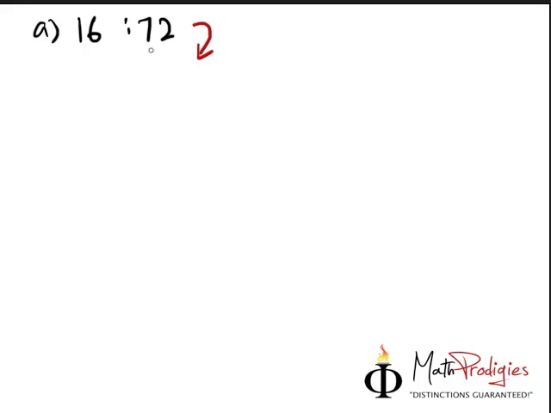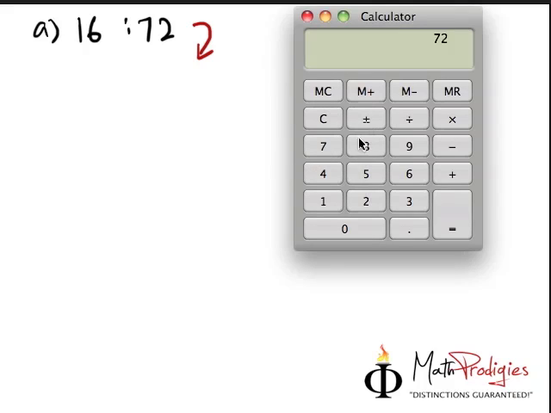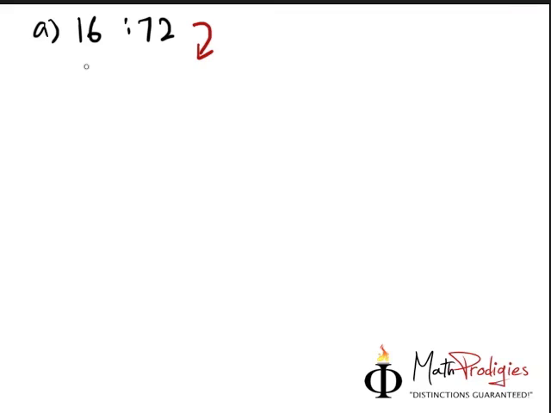So in this case, what do we have? We have 16. Can we divide this by maybe 4? Yes, we can. Can we divide 72 by 4? The answer is 72 divided by 4. Can we get it? Yes, we can. So therefore, 16 divided by 4, what do you get? You get 4. And 72 divided by 4 gives you 18.